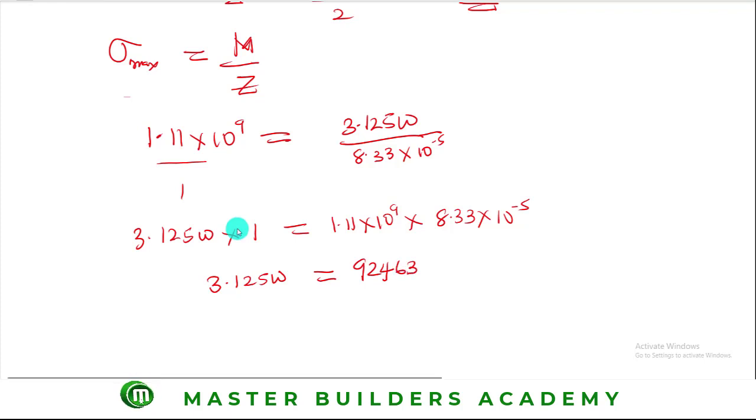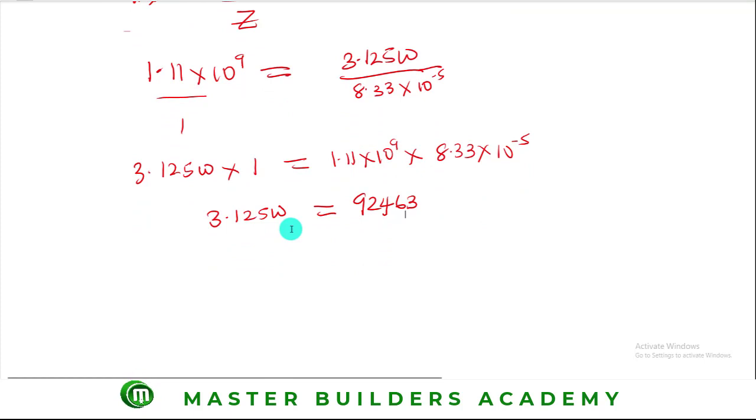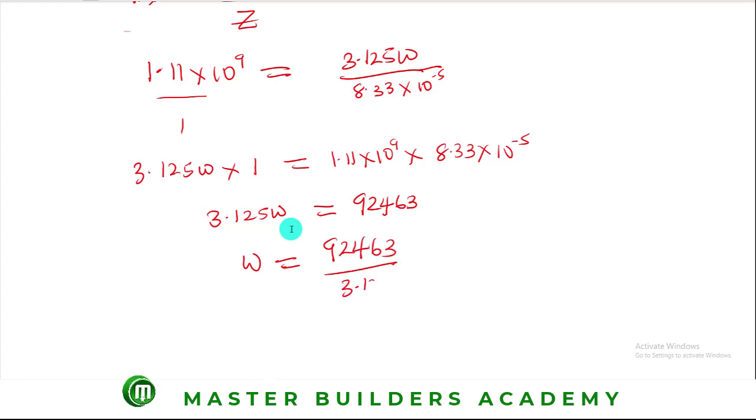92463. You can check it out. So when you multiply 1.11 times 10 raised to the power of 9 by 8.33 times 10 raised to the power of -5, we'll have 92463. All we need to do now is to make W the subject of the formula, and if we do that, W is equal to 92463 all over 3.125. Are you there? Now, if we divide this, guys, as you can see, this will give us 29.588 times 10 raised to the power of 3 Newton per meter.